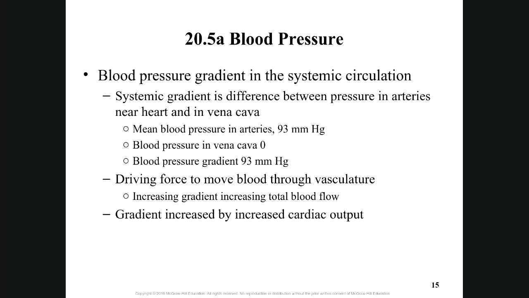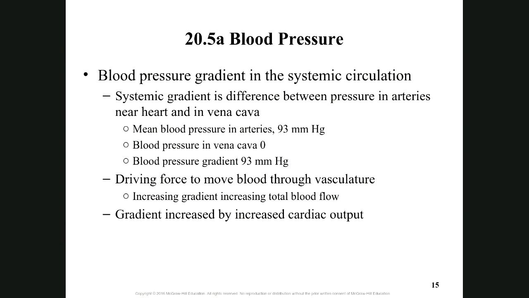The blood pressure gradient in the systemic circulation. Now, you know the normal range of blood pressure values in various portions of our vasculature. We can use the average blood pressure in the arteries close to the heart and the blood pressure in the inferior vena cava to calculate the total blood pressure gradient in our systemic circulation.